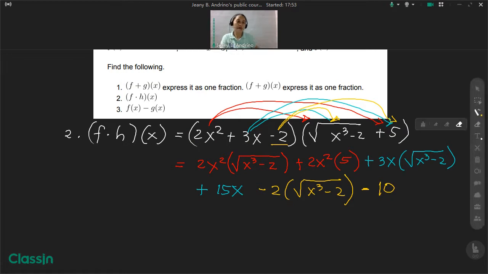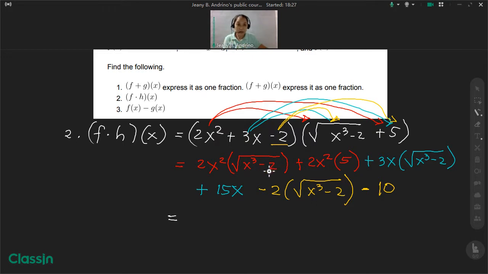So we go for combining like terms, or not yet combined like terms, but simplifying or multiplying those terms that need to be multiplied. Next, we have here 2x squared times square root of x cubed minus 2. This is now the rule in radical functions or radical expressions. When you say radical expressions, those are the expressions that contain a radical symbol. So like this one here, this is a radical expression.